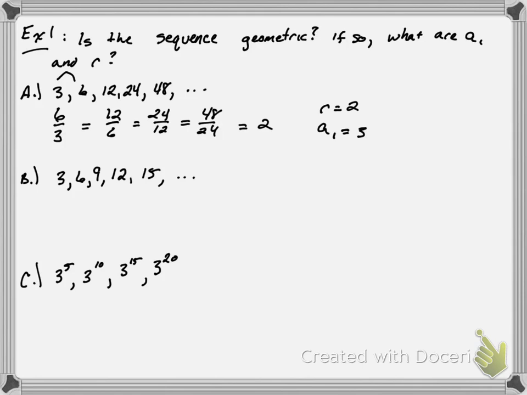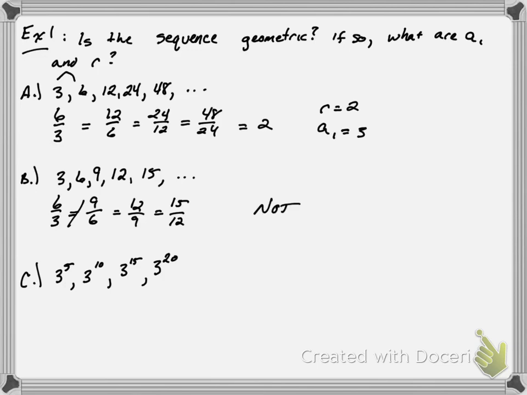What about B? Does 6 divided by 3 equal 9 divided by 6? Does that equal 12 divided by 9? So on and so forth. You're looking to see if they're equal. 6 divided by 3 is 2. Well, 9 divided by 6 is definitely not 2, so they're not equal, so not geometric.